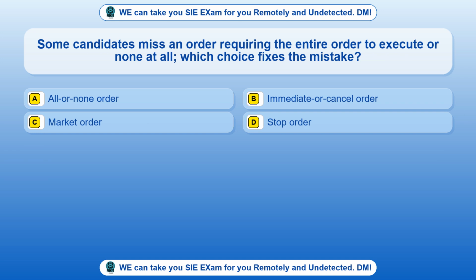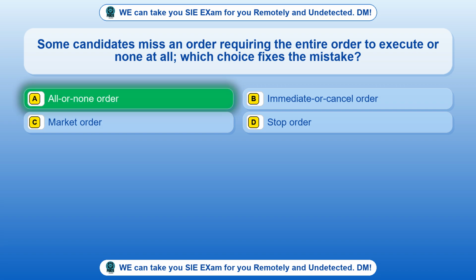Question 21. Some candidates miss an order requiring the entire order to execute or none at all. Which choice fixes the mistake? Option A, all or none order. Option B, immediate or cancel order. Option C, market order. Option D, stop order. The correct answer is option A, all or none order.